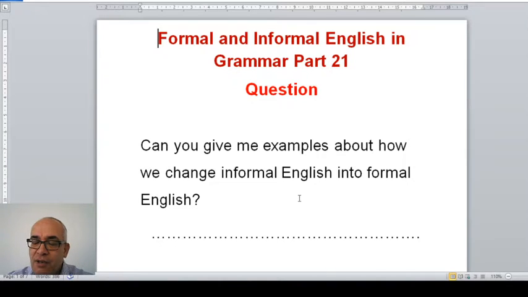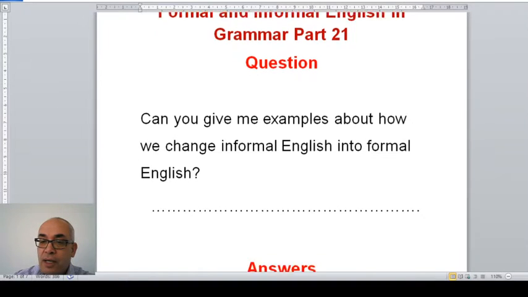And this is a very interesting subject because we don't have a lot of books which have information on formal and informal English. Even we don't have dictionaries. Some dictionaries tell you these words are formal or informal, but they don't tell you the whole story. Anyway, can you give me examples about how we change informal English into formal English? Let's look at the examples.